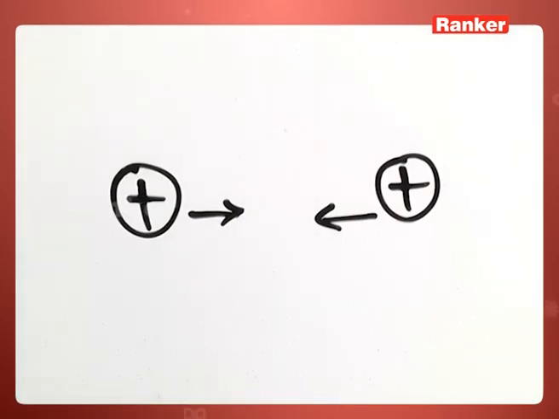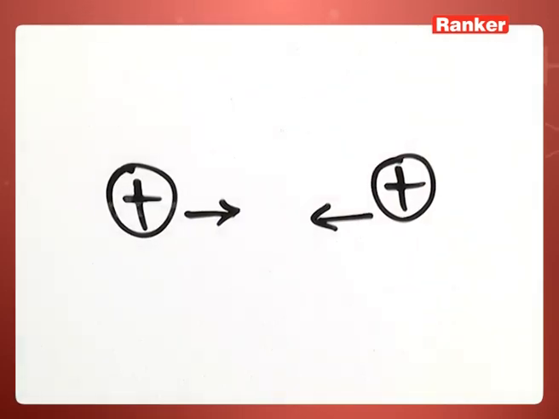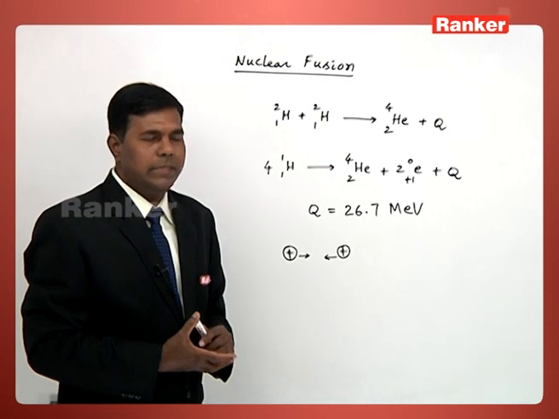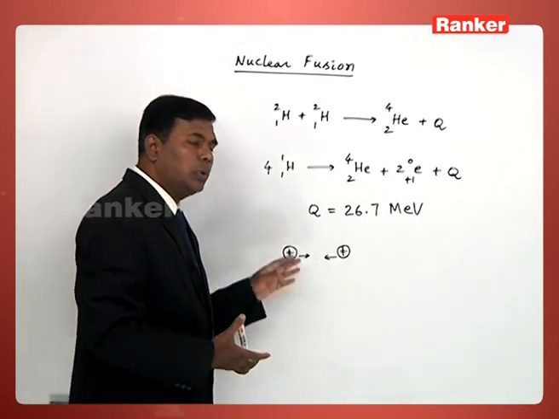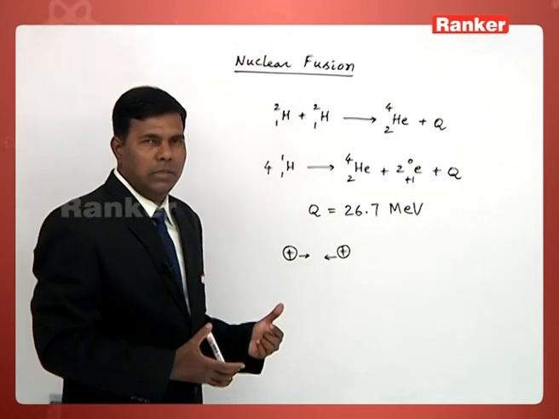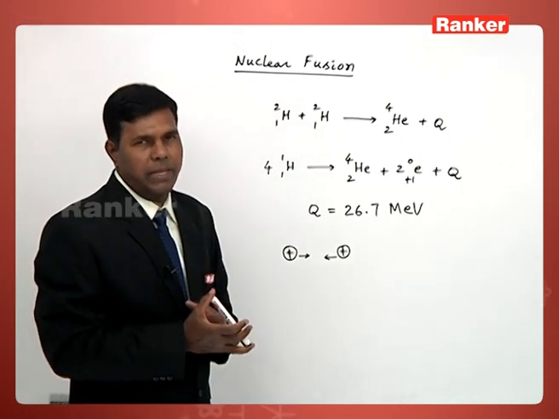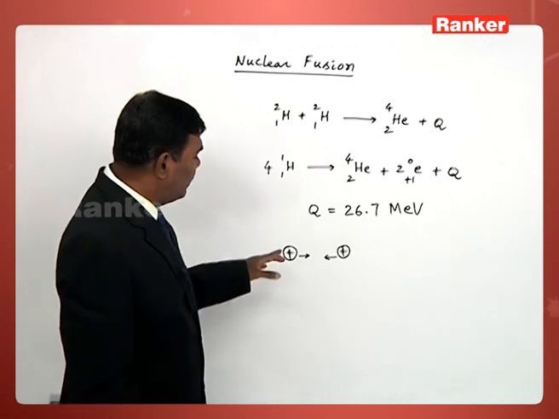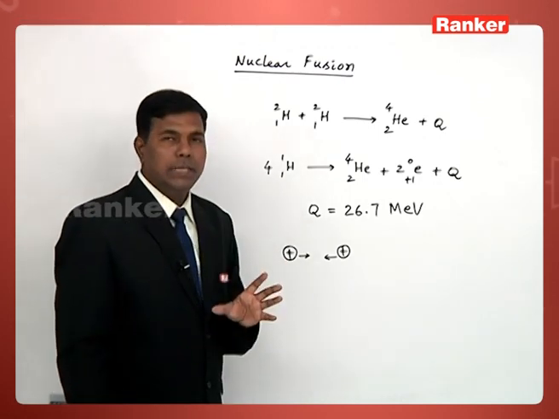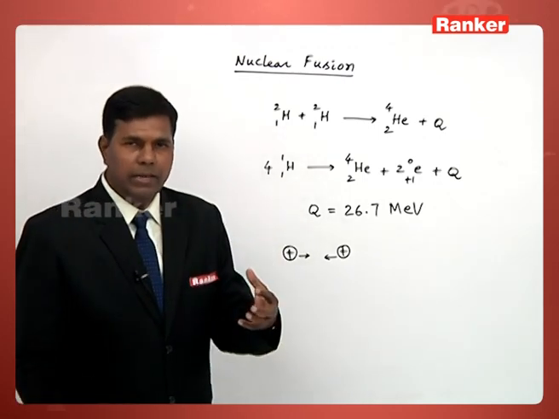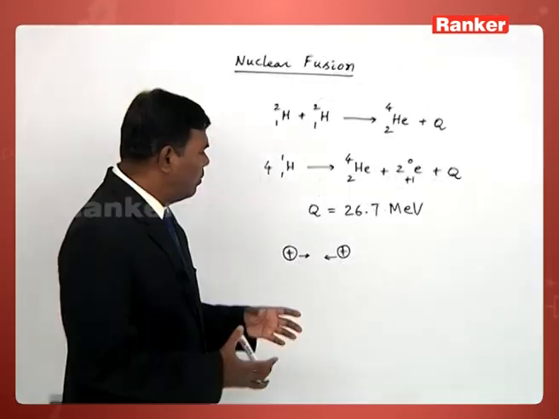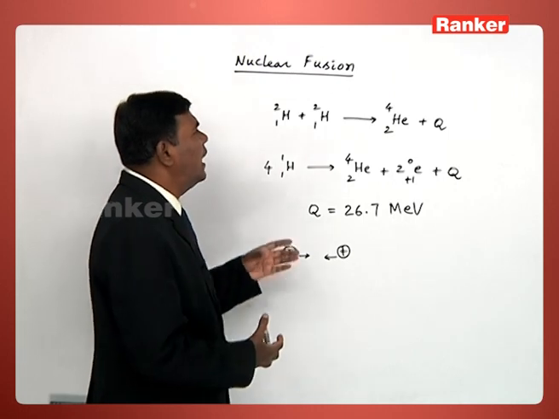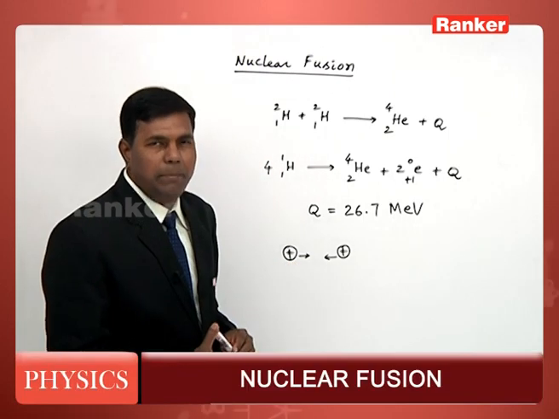The only way to fuse these 2 nuclei together is that the kinetic energy of each nucleus should be so large that they overcome the Coulombian repulsive force between them. The kinetic energy of each of the nuclei should be so large that they are capable of overcoming the Coulombian repulsive force between them. In such a case, both the nuclei can fuse together and the fusion process can take place.